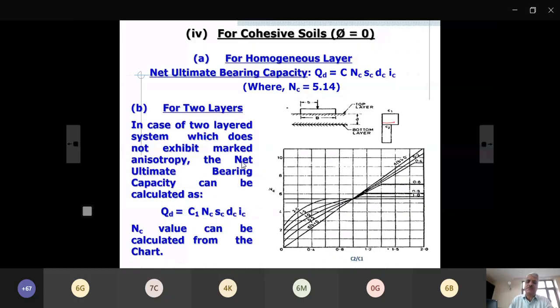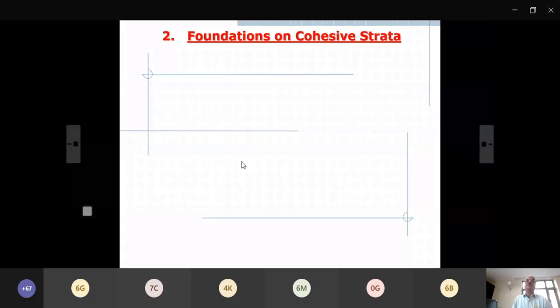That is what is done even for calculation of settlement. So this is for 2 layers, and that was for homogeneous layers for cohesive soils. So this is how, when your strata was mainly cohesionless soil.